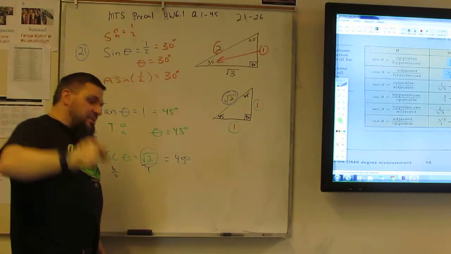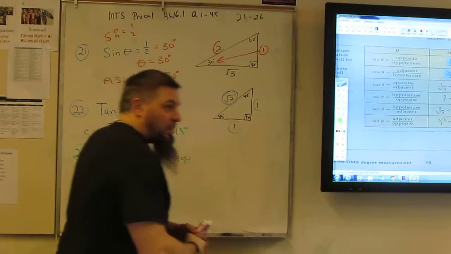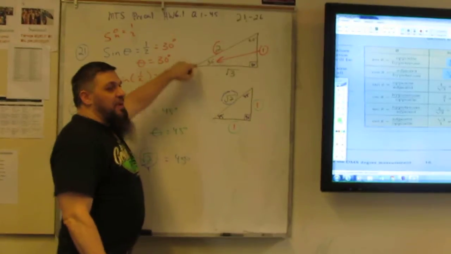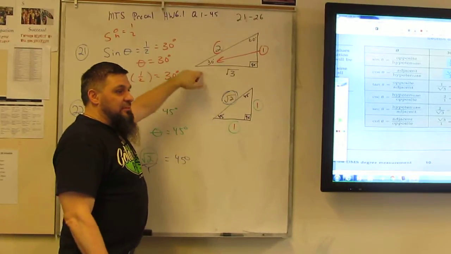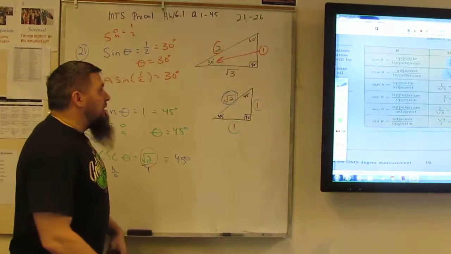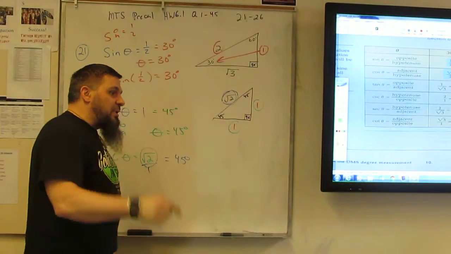Do you have to memorize the triangles? When you have them written down, it's a lot easier. Absolutely. These triangles have to be memorized or in your cheat sheet. Yeah, 30-60-90 and 45-45-90.